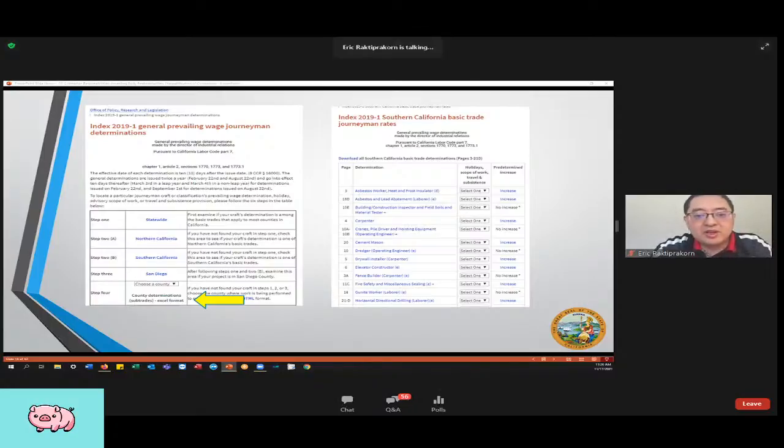How do you know if there's a predetermined increase scheduled for a specific wage determination? Do you look for a double asterisk next to the expiration date, a single asterisk, or do you just check the next determination?